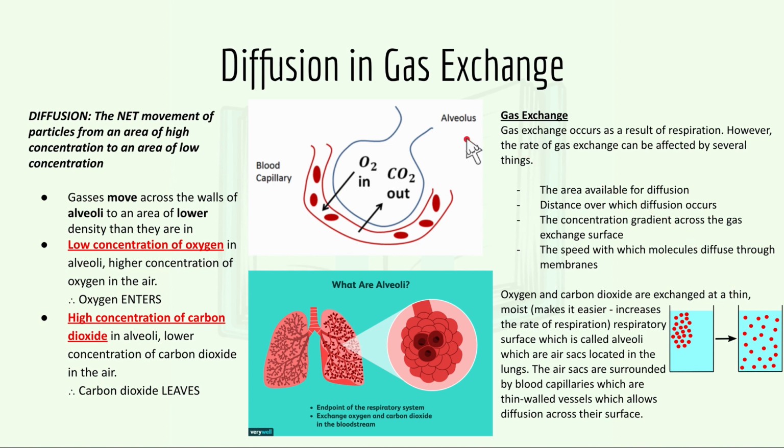So we have diffusion now. And diffusion is a net movement of particles from an area of high concentration to an area of low concentration. And gases move across the walls of the alveoli to an area of lower density than they are in. There is a lower concentration of oxygen in the alveoli and a higher concentration of oxygen in the air. Therefore, oxygen enters due to diffusion. And there is a higher concentration of carbon dioxide in the alveoli and a lower concentration of carbon dioxide in the air. Therefore, carbon dioxide leaves due to diffusion as well.